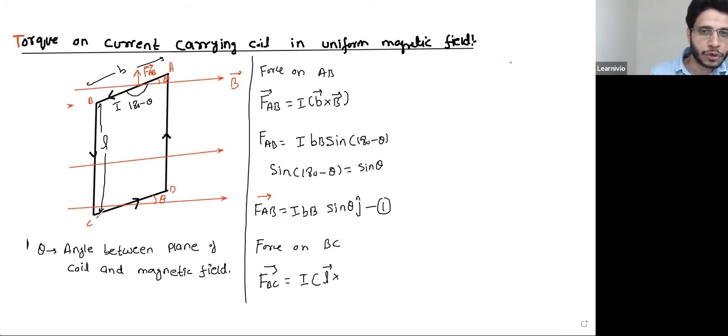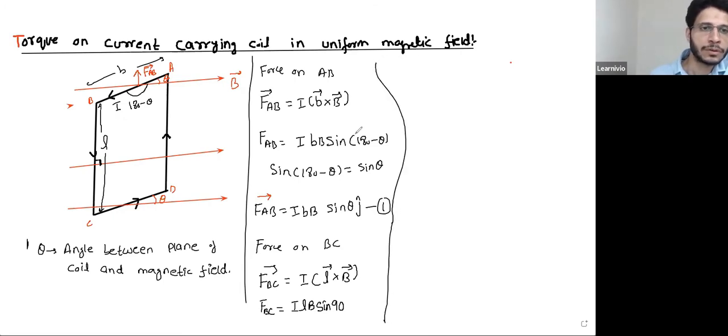Yes. So the force on this BC section is I L cross B. Now see, L and B are perpendicular to each other. So you can write FBC is I L B sin 90.